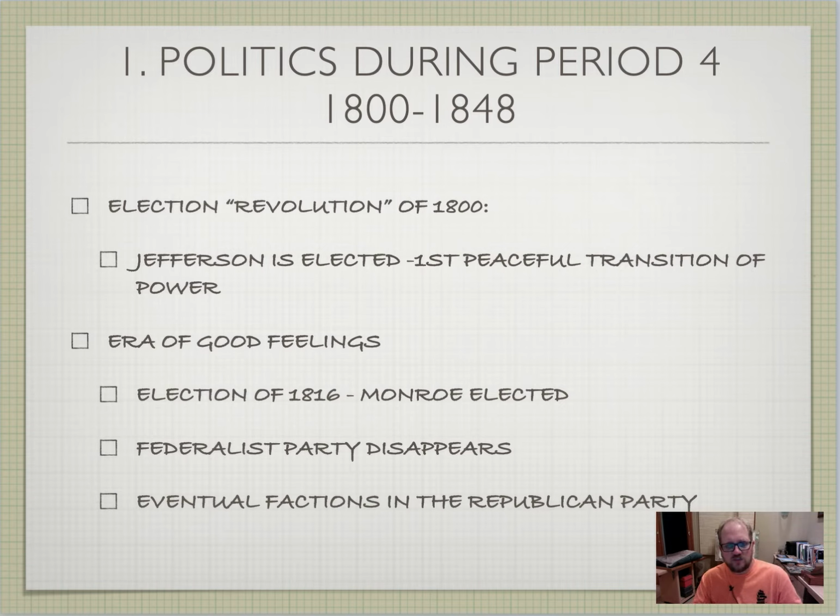Eventually, under Jefferson, Madison, and Monroe, we're going to see the Era of Good Feelings. This is going to start after the election of 1816. Once the Federalist Party starts to disappear in 1817, we're going to have a one-party system for about 8 years until we create a second party under the Jacksonian Democrats. But eventually factions will form within the Republican Party and break this one party up into several ideologically different groups.